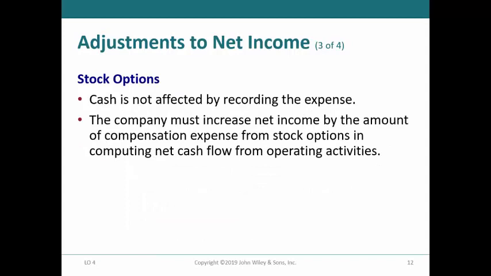If you remember from Chapter 16, we discussed the reporting of compensation expense for stock options. The compensation expense is calculated based on the fair value of the options on the grant date, but does not represent cash expenses. Therefore, the company should increase net income by the amount of compensation expense from stock options in computing net cash flow from operations. Later, if the employees exercise the stock options, then the cash received on exercise would be reported in the financing section of the cash flow statement.